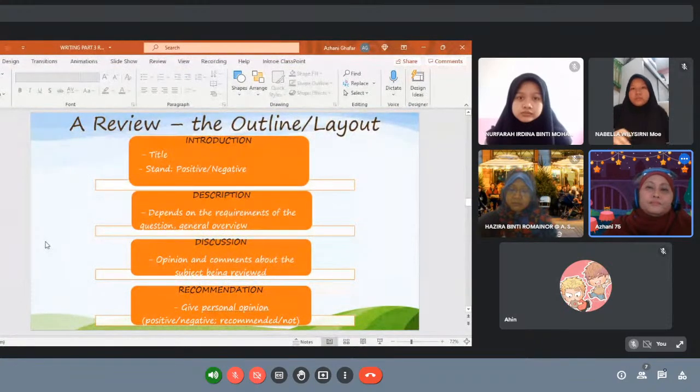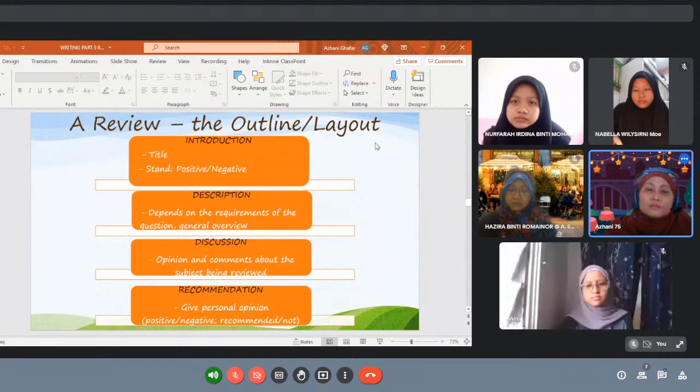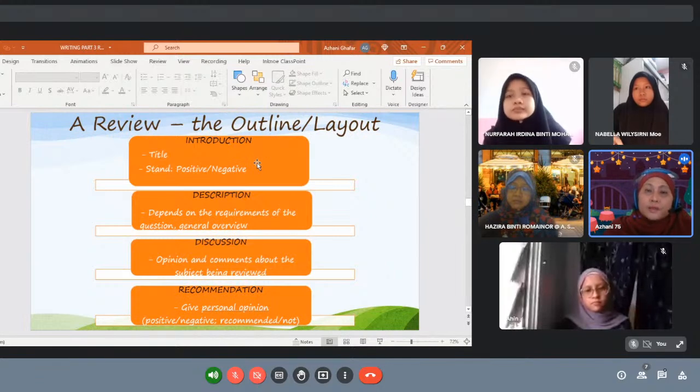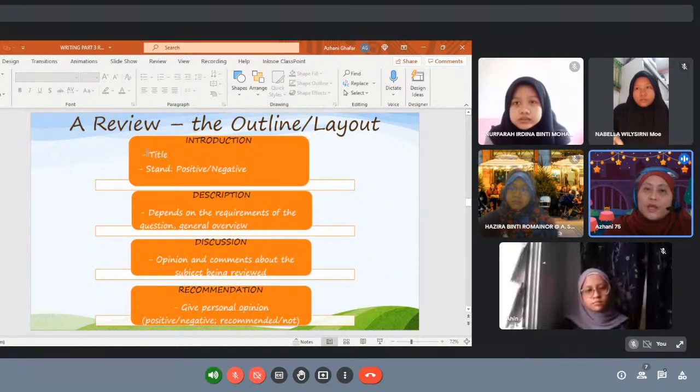Next, the outline or the layout of a review. It doesn't matter whether you are writing a review on a book, a film, a particular type of food, or a restaurant. The outline is basically the same. So we can say that you should have 4 paragraphs. The first paragraph would be your introduction. Before you start writing, you have to have a title. What is a suitable title for the review?